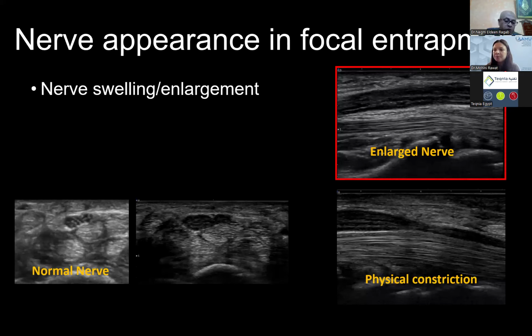I think nowadays we have a lot of scientific work about elastography.